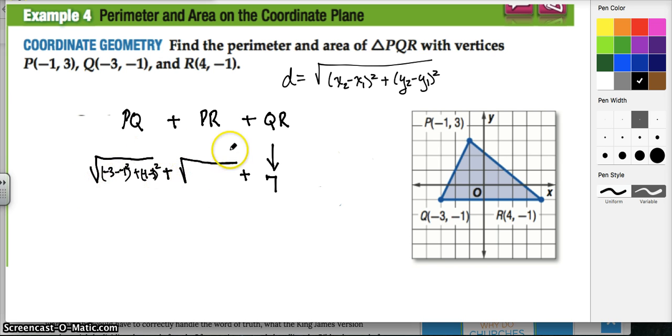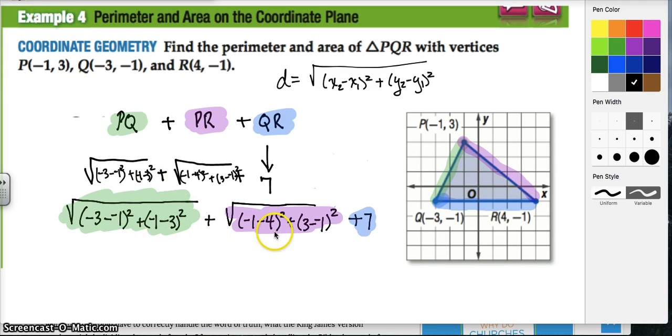And we can do the same thing for PR. We'll do the difference in the x terms, which is -1 minus 4, quantity squared. And over here we're going to add to that the difference between the y terms, 3 minus -1, quantity squared. I know that's not clear. Let me try to write that again. Okay, so hopefully this is a little bit clearer. What we had written up here is more clearly written here, and I've tried to color code it a bit.